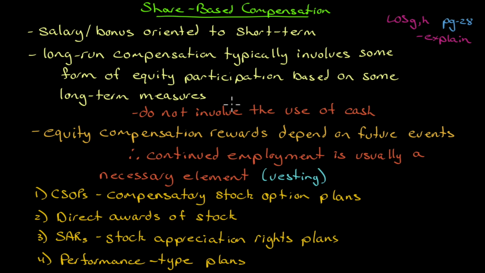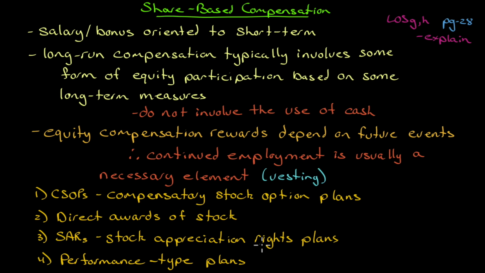There are a bunch of different plans to look at. CSOPs, these are called compensatory stock option plans. And that's what I just described. I got hired by a firm as a CEO. I either get stock options or stock grants as part of my compensation. There are direct awards of stock, which we'll look at. SARs we'll look at right at the very end.